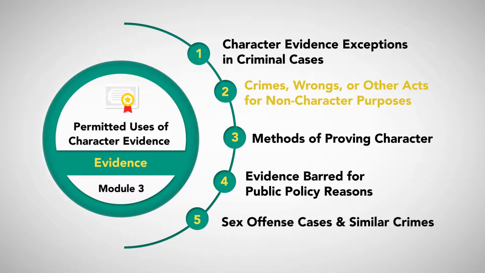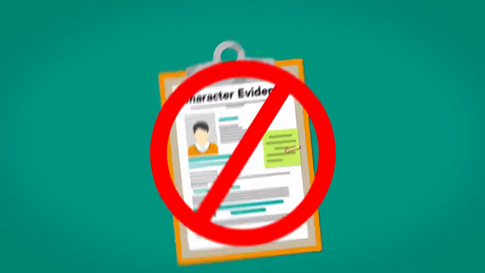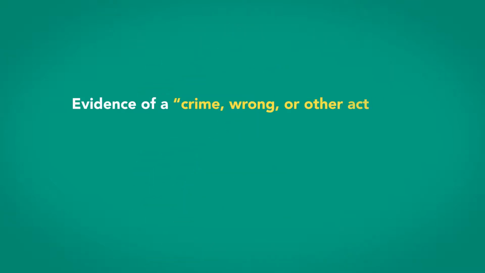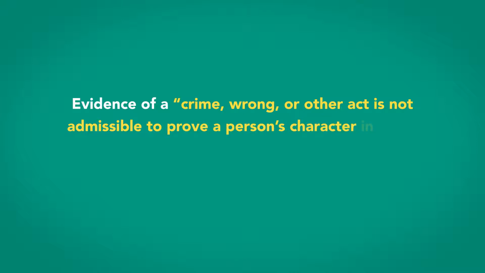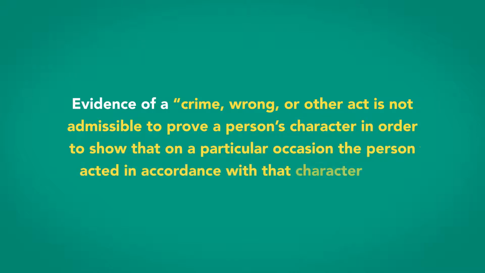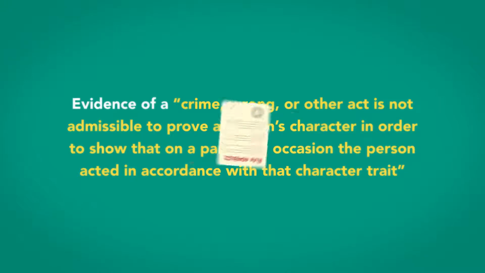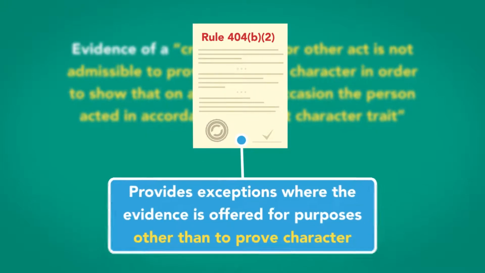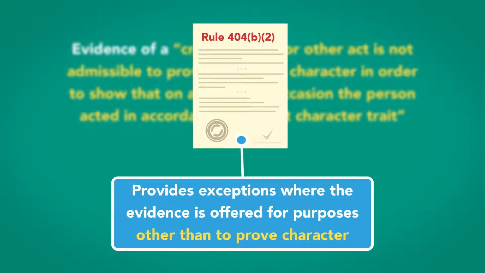Crimes, wrongs, and other acts for non-character purposes. Just as character evidence is not generally allowed, evidence of a crime, wrong, or other act is not admissible to prove a person's character in order to show that on a particular occasion that person acted in accordance with that character trait. However, Rule 404(b)(2) provides exceptions where the evidence is offered for purposes other than to prove character.